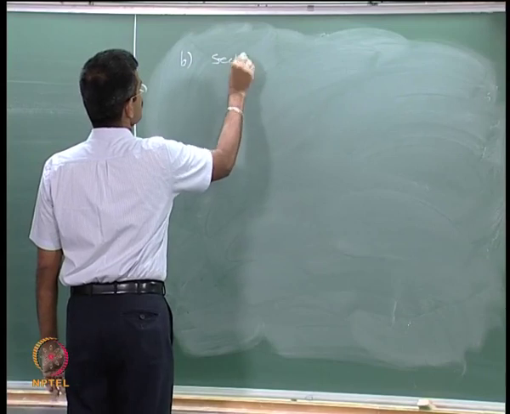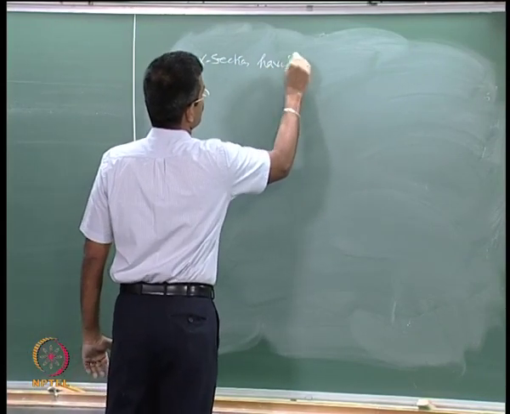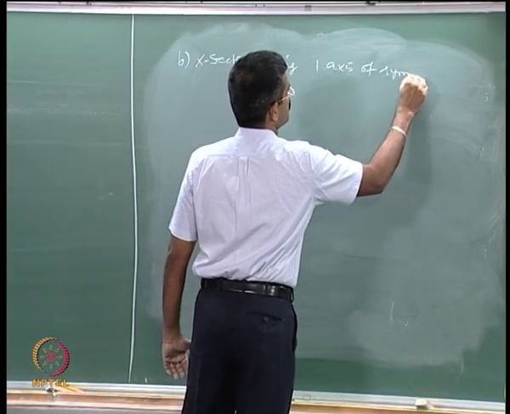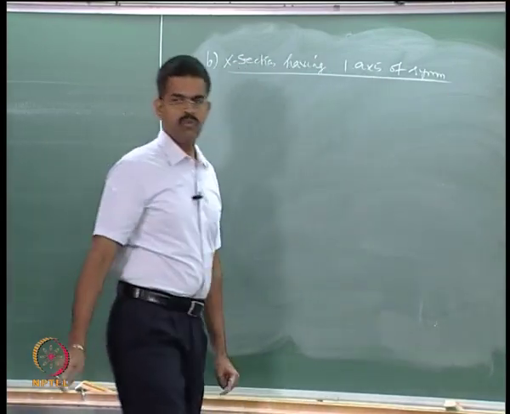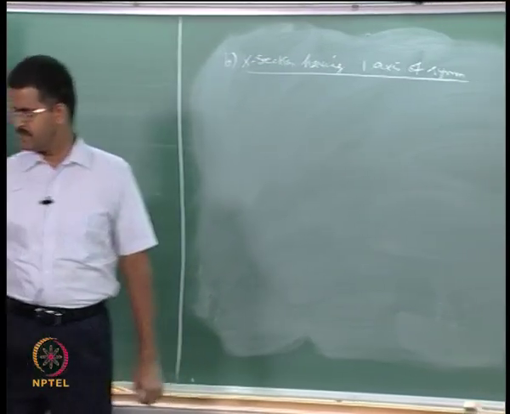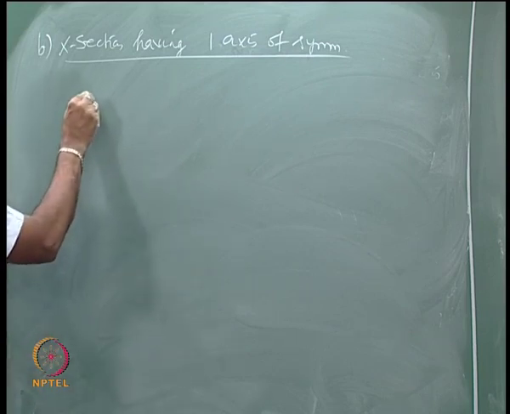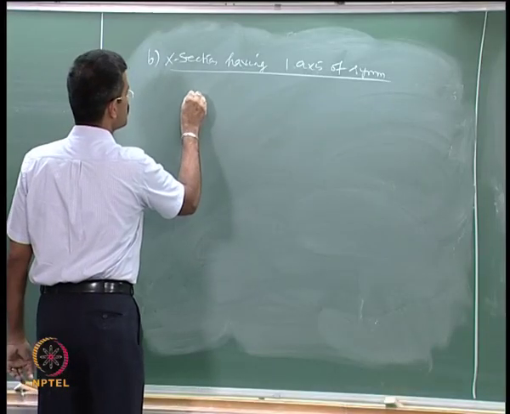cross sections having one axis of symmetry. That is the case we are discussing. How to compute the shear center for this? So, we draw an example and try to derive this.